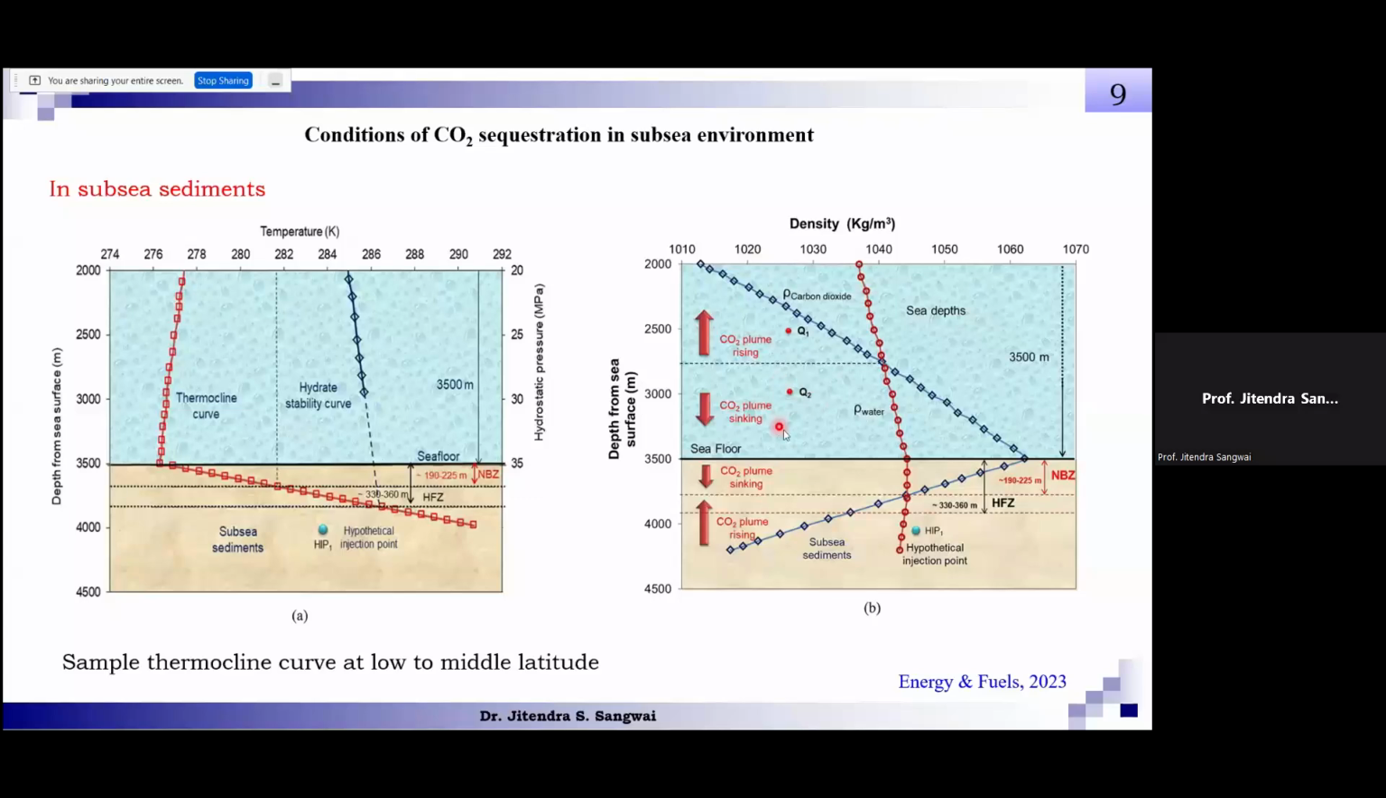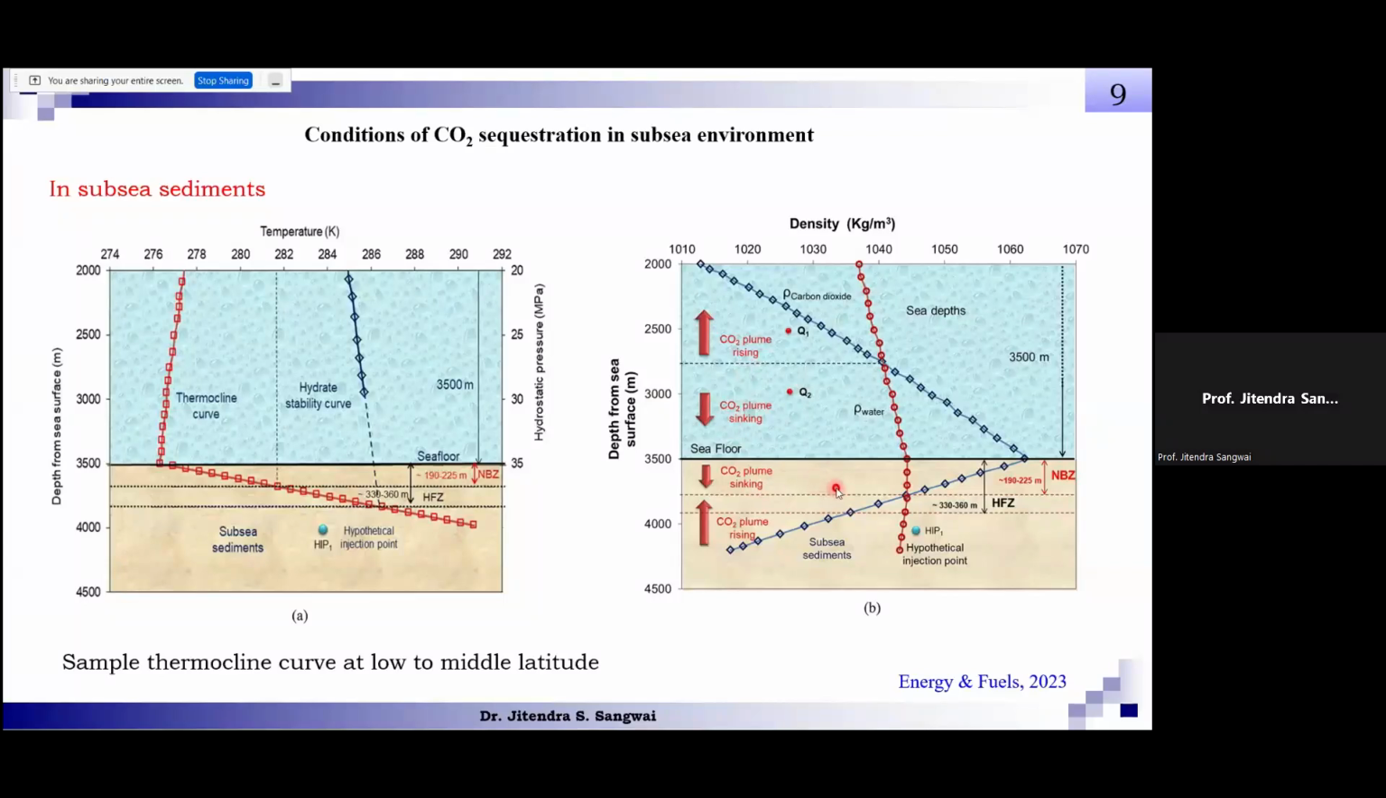However, at a certain depth, say Q2, the density of the CO2 is heavier than the seawater. If you inject carbon dioxide at that depth, which is about 3,000 meters, the CO2 plume may sink. It's going to go down. Right. Now, as I said, I do not want to inject it into the seawater. I will inject it into the sediments.